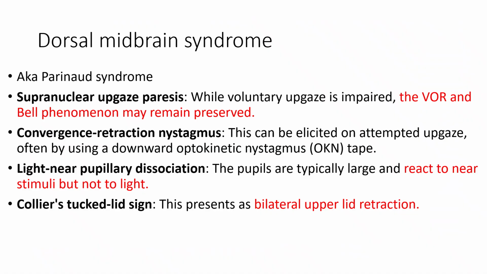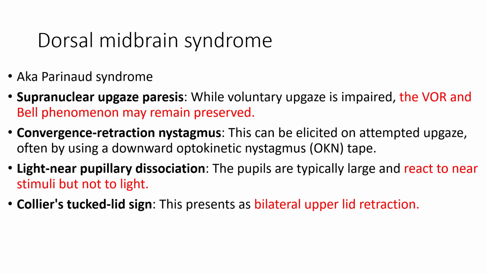Dorsal midbrain syndrome, also known as Parinaud syndrome. Here there is supranuclear gaze paresis, where voluntary upgaze is impaired while the vestibulo-ocular reflex and Bell's phenomenon remain preserved. Convergence retraction nystagmus can be elicited on attempting upgaze, often by using the downward optokinetic nystagmus tape.